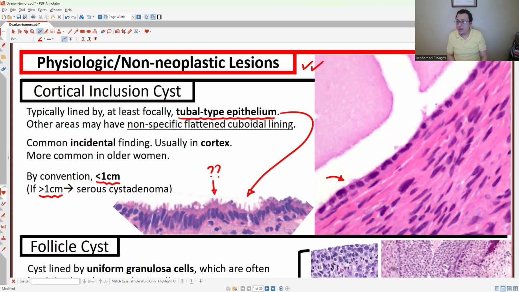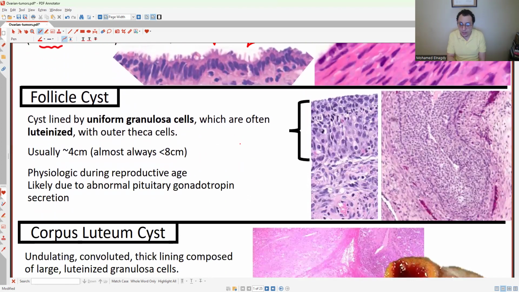So this one you will have like 0.5 centimeter, 0.4 centimeter, a very small cyst that you find when you are cutting the ovary or serially sectioning the ovary. Okay, I submitted a representative, and under the microscope, I see a cyst lumen, and I see a single layer of tubal-like epithelial lining with some areas showing flat or cuboidal lining. It's commonly very incidental, commonly in the cortex of the ovary, and it's called benign cortical inclusion cyst.